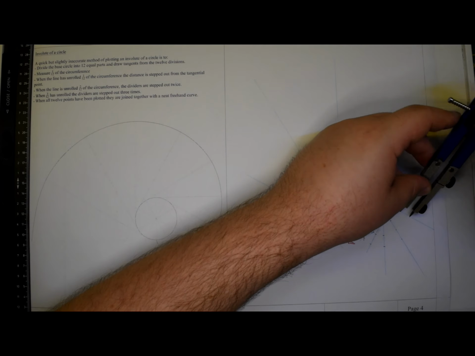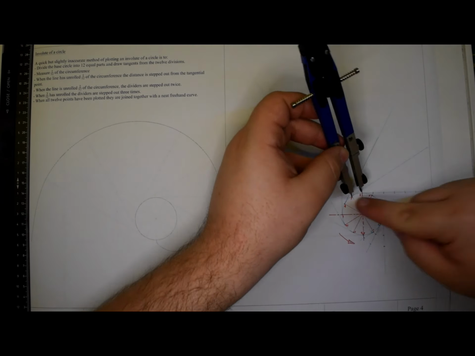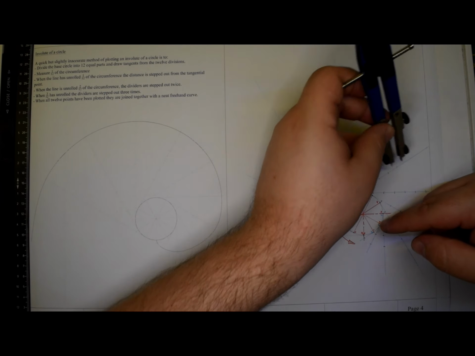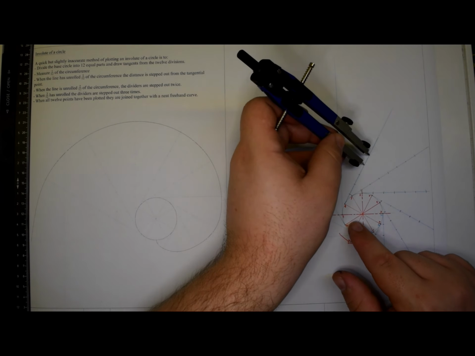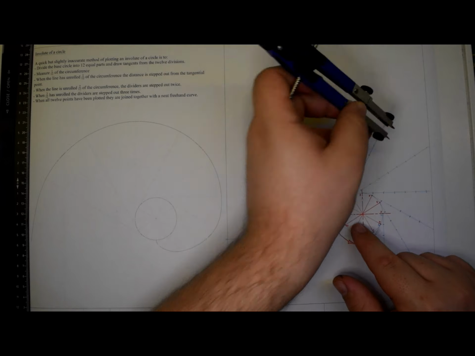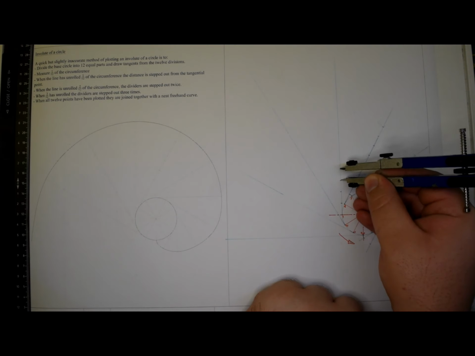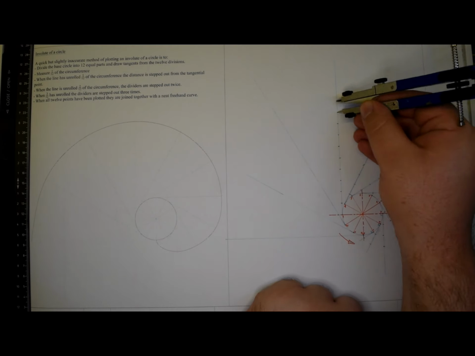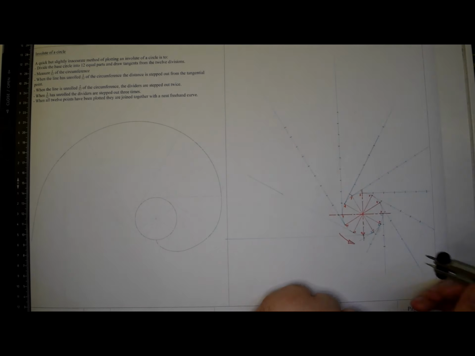So if we are marking on the tangential line coming out from point 3, it means that we have to mark out 3 divisions of the circle. Until we finish with the final tangential line, we should end up having 12 divisions, making up the circumference of the circle.